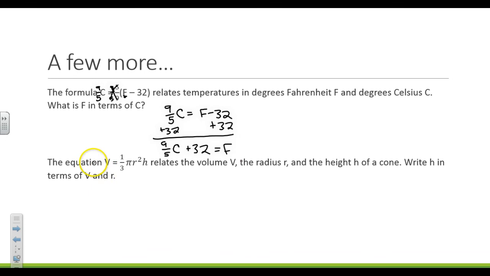And one more that we'll do together here. The equation V equals 1/3 pi r squared h relates volume, the radius, and the height of a cone. Write h in terms of V and r. So again, we're looking for h alone. Well, to start with, let's get rid of this fraction. So we're going to multiply both sides by 3 over 1.